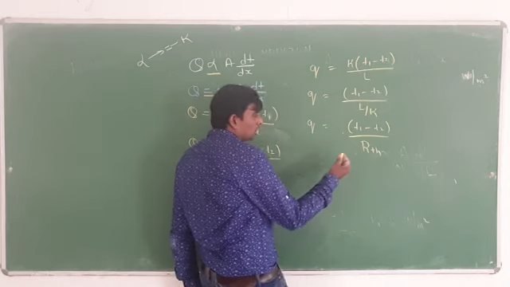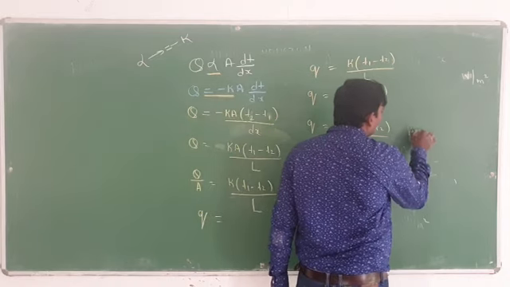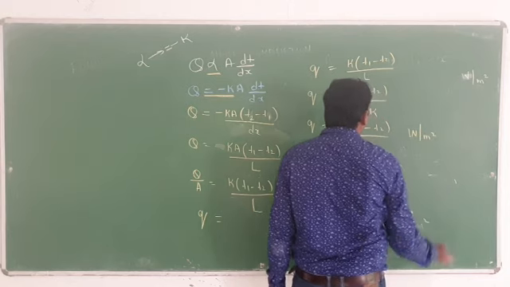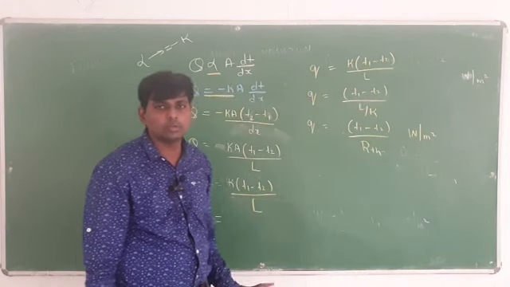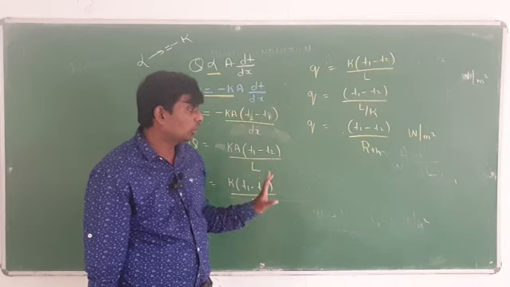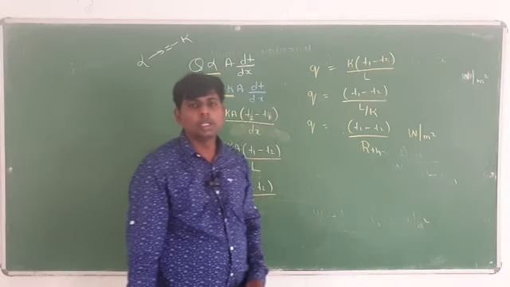So, the unit of small q is watt per meter square. What is the unit of small q? Watt per meter square. You have to remember this one.